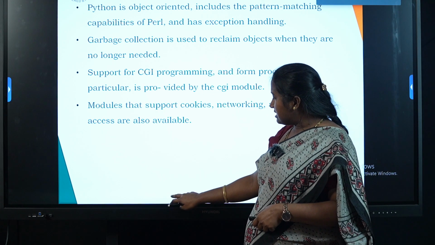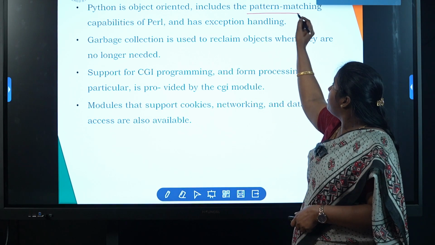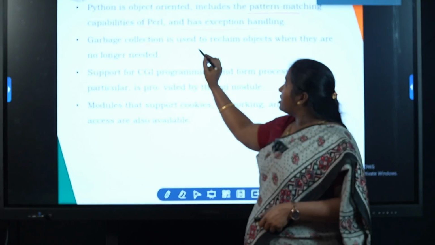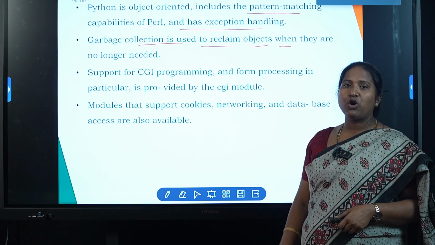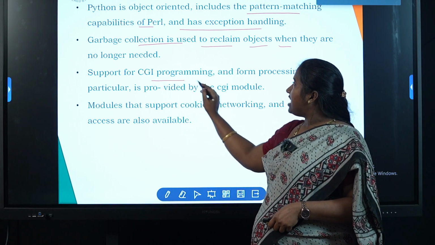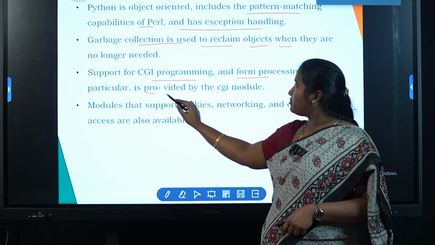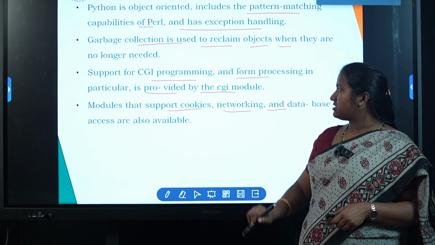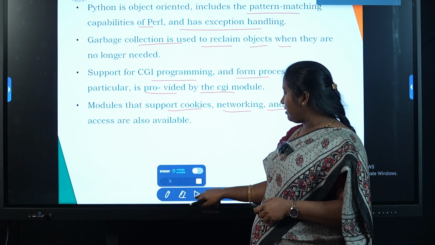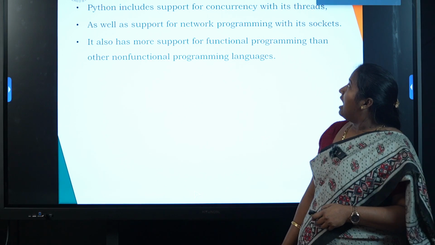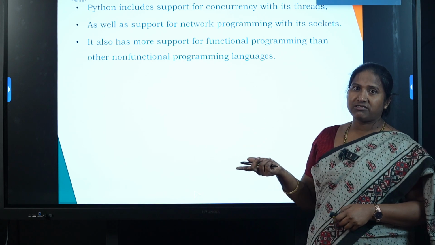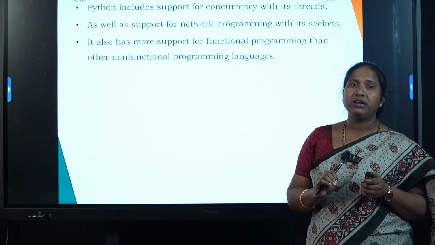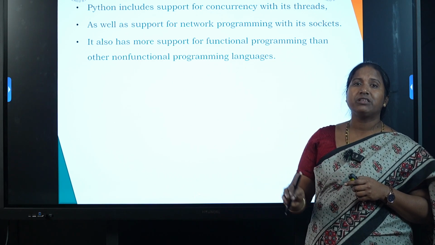Now, Python as an object-oriented language includes the pattern matching capabilities of Perl and has exception handling. Even garbage collection is used to reclaim objects when they are no longer needed. Support for CGI programming and form processing in particular is provided by the CGI module. Modules that support cookies, networking, and database access are also available. So these are the features of Python. And Python includes support for concurrency with its threads. As we don't have Python threads in the syllabus, we do not discuss it. But basically Python supports concurrency with its threads.